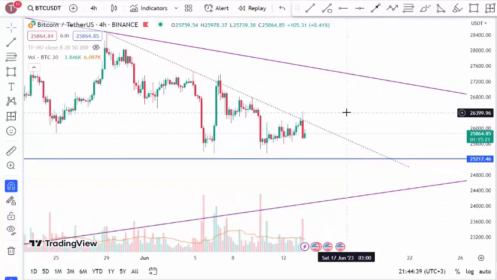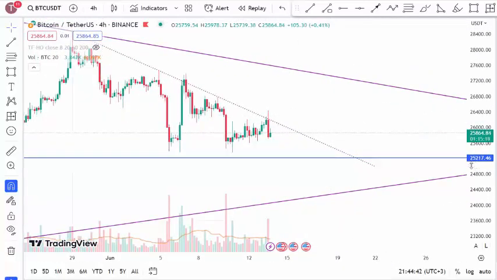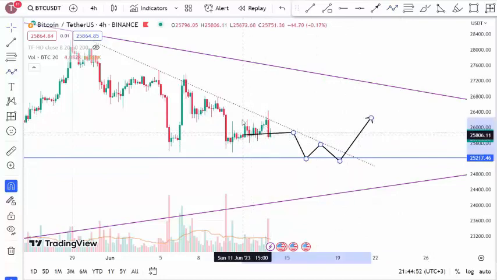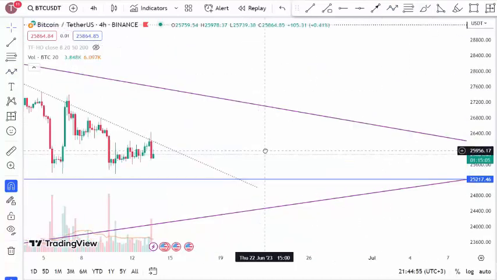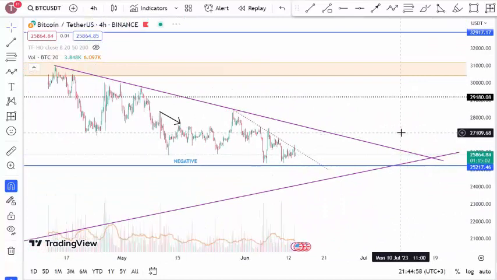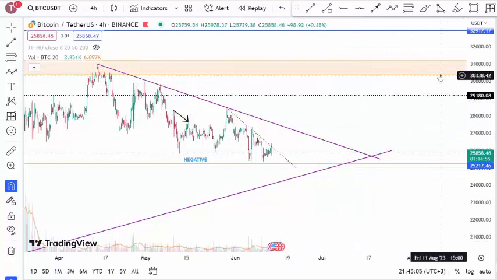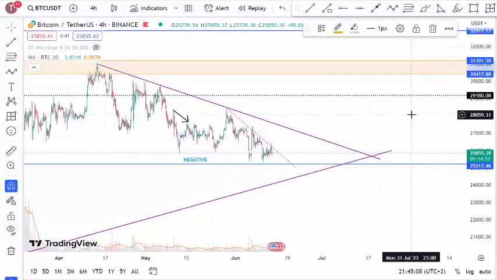If the level of 25,217 is not broken, then a possible scenario will likely unfold, and after breaking this trend, we will need to follow the trend in the larger triangle. The important thing is this larger triangle. If the larger triangle breaks to the upside, the price movements will first target the level of $29,000 and then $30,000. That's why it's crucial.